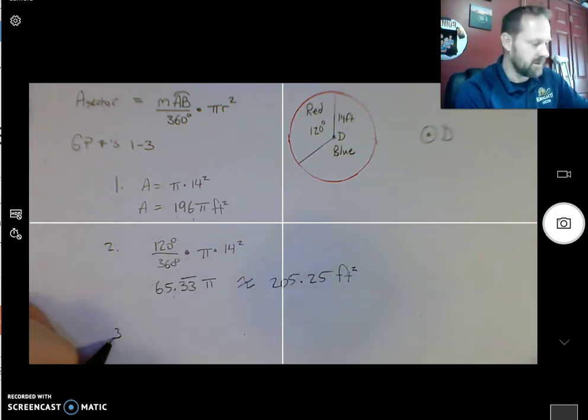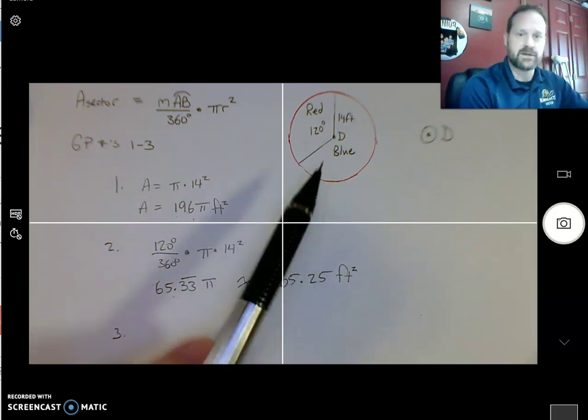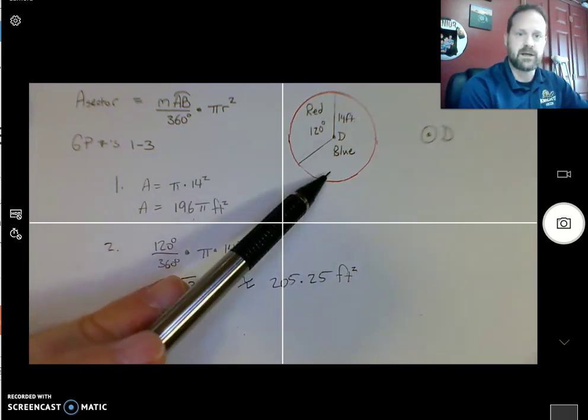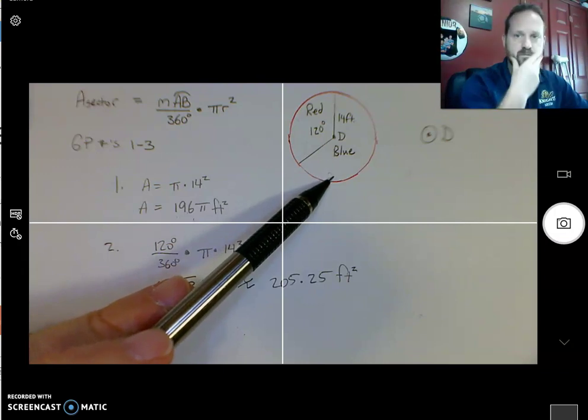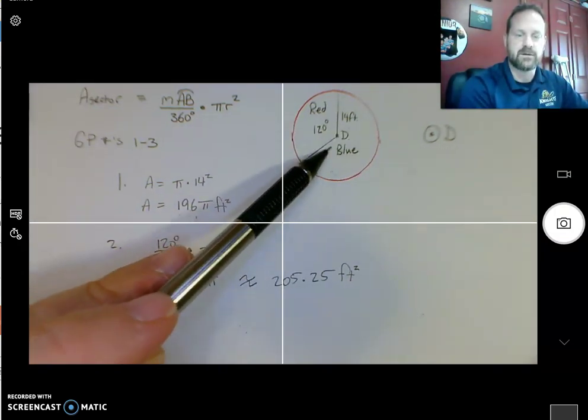Okay. Finally, the last one, it says find the area of the blue sector. So that's the red sector. How do I find the blue sector? How in the world am I going to find this angle?